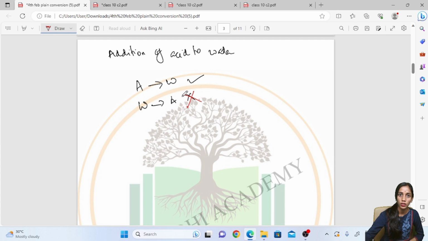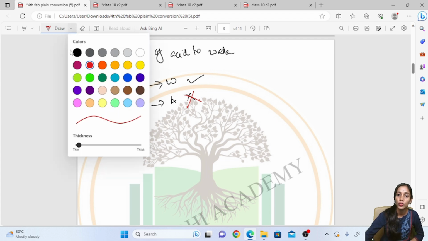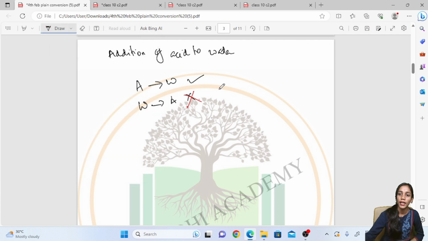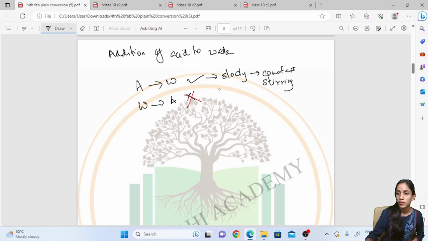It means you take the water first, whatever quantity it is, and you have to always do that process very slowly. You have to add acid to water very slowly with constant stirring. If by mistake you add water to acid, then this reaction is a very exothermic reaction.